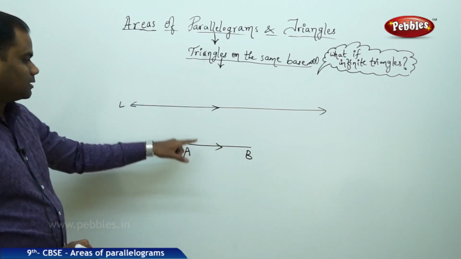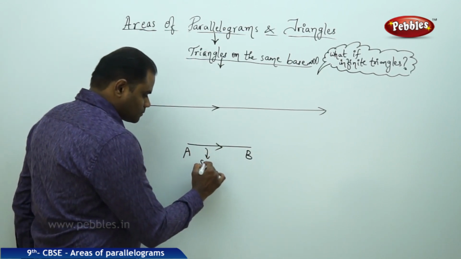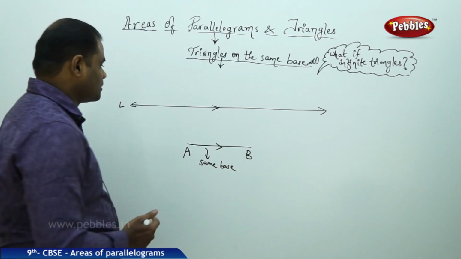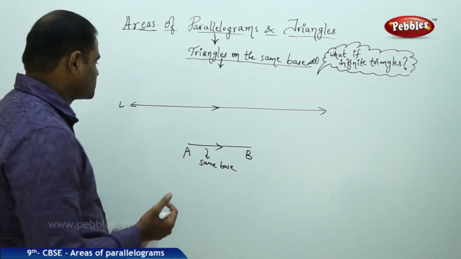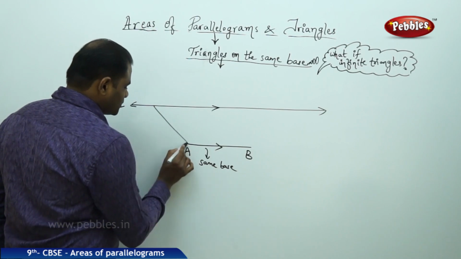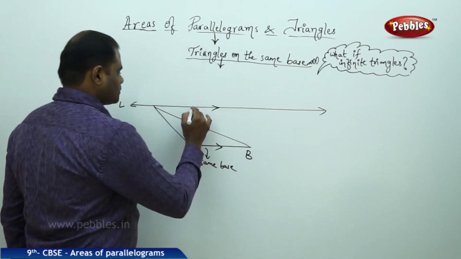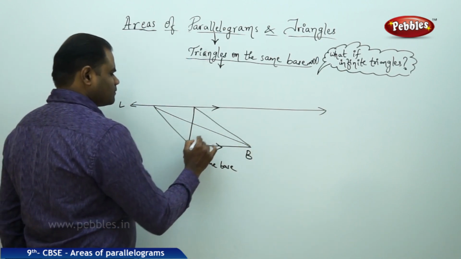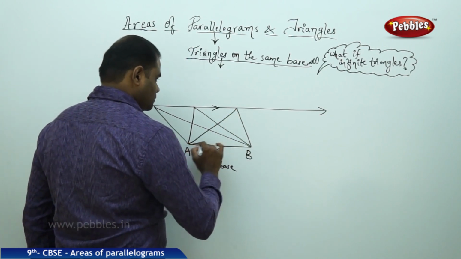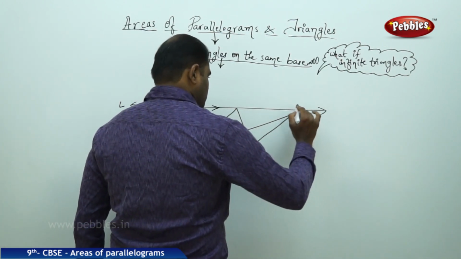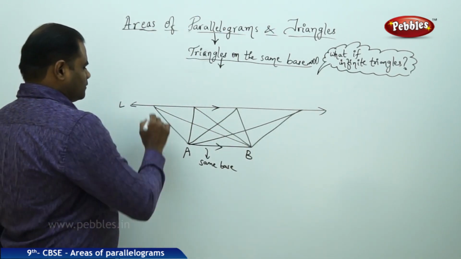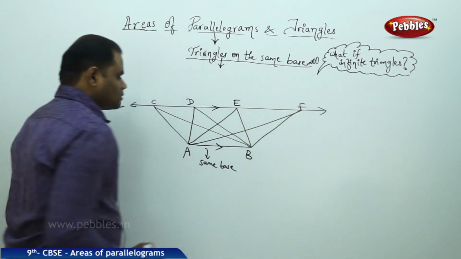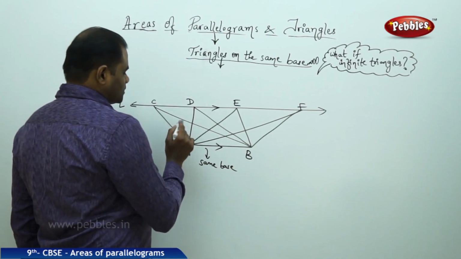Now between the same parallels with the same base AB, let me take more than two triangles. Say for example, just like in the previous case, we have taken two triangles. Now I take many triangles between. Triangle number 2, triangle number 3, triangle number 4. So here I have totally 4 triangles as given by this.